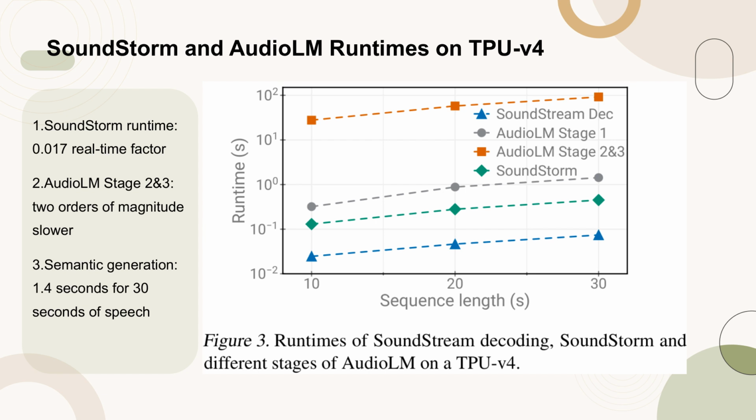Notably, SoundStorm achieves a real-time factor of 0.017, significantly faster than AudioLM's acoustic generator, which is 2 orders of magnitude slower. Additionally, the semantic generation stage of AudioLM completes in 1.4 seconds, enabling the synthesis of 30 seconds of speech continuation within 2 seconds, including SoundStorm and SoundStream decoding times.